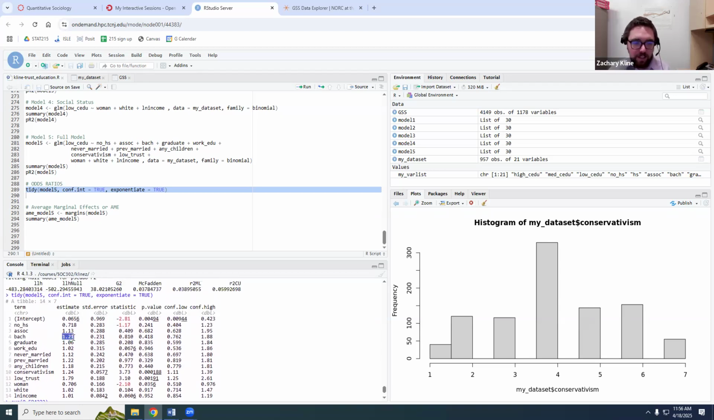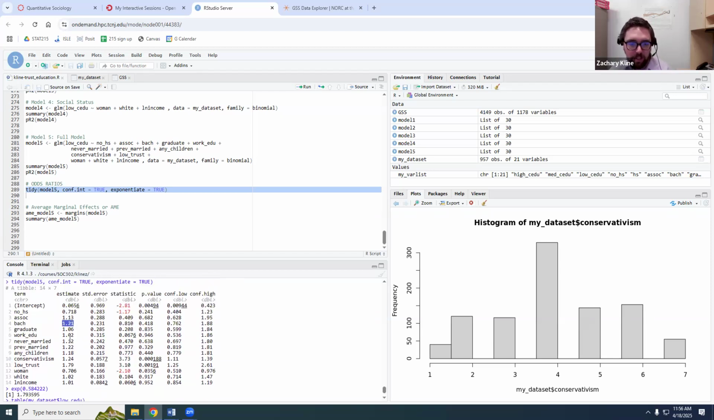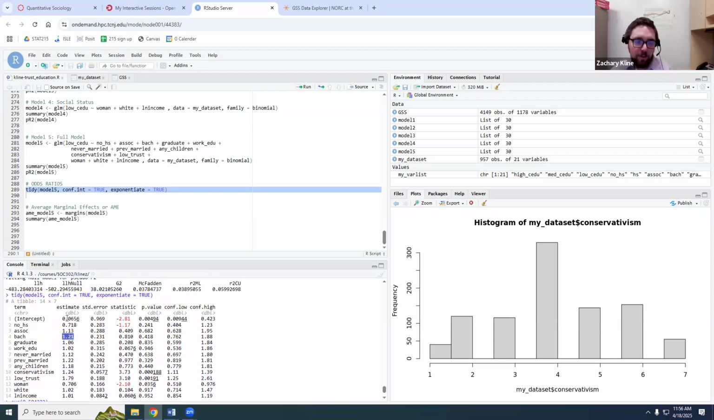So let's look at some of these other effects. See if there are any effects that are not statistically significant, but are they practically significant? This is saying compared to those with a high school degree, those with a bachelor's degree are 21% more likely to say they have low confidence in education. Now, this is certainly not statistically significant. We can't be confident that these differences exist in the population.